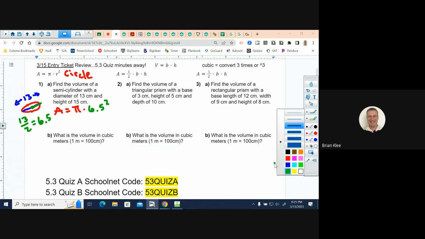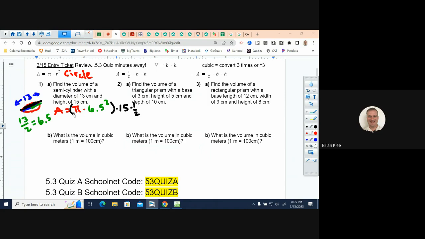All right, that takes care of the base. We still need to multiply by the height, which is 15. And then, oh, by the way, semi-cylinder. Semi-cylinder means we only got half, so we need to multiply by a half. So now it's calculator time to get our number. We're just throwing all that in.